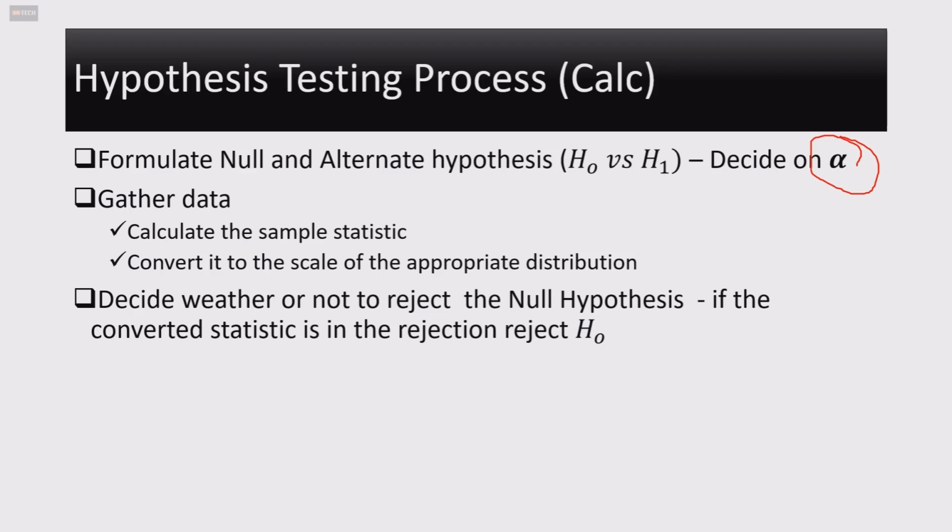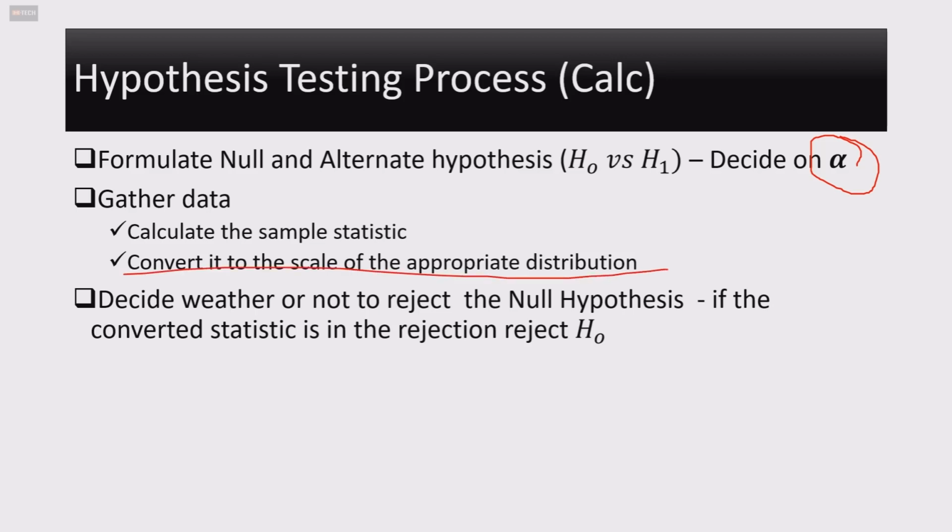Ladies and guys are both equal in their IQ. Then you now say, okay, ladies are more intelligent, that's your alternative. Then you gather your data, you begin to get student scores, then you convert it to a scale of the appropriate distribution. I'm going to explain more of this, so if you don't get what I'm doing now, we're going to do practical examples and you're going to understand what I mean by this.